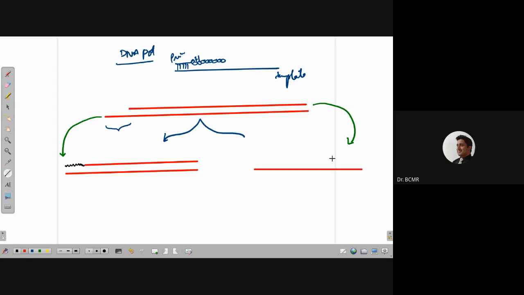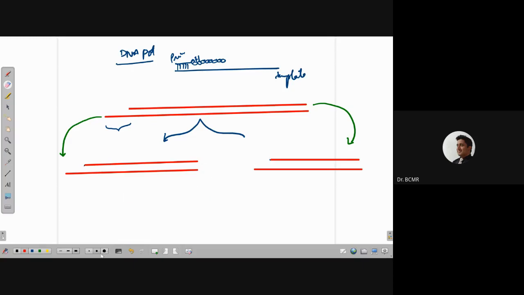Assume that I'm doing it on the other side, but I'll put it here for ease of understanding. So there is a primer, and then we have the DNA strand like this. Now what should happen? We would want to eliminate the primer.